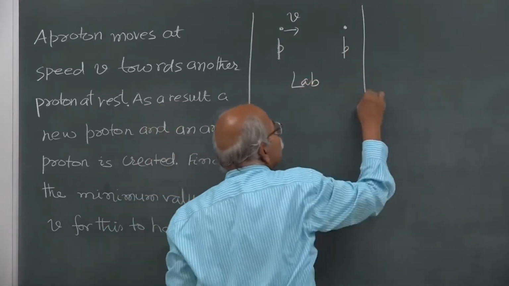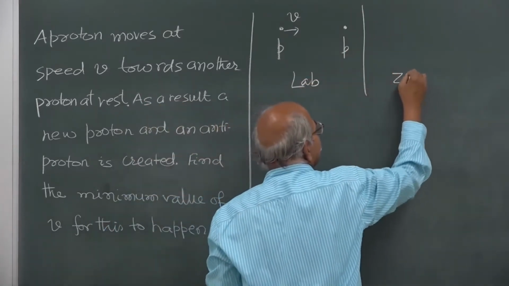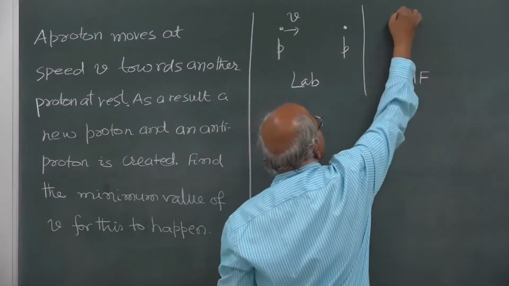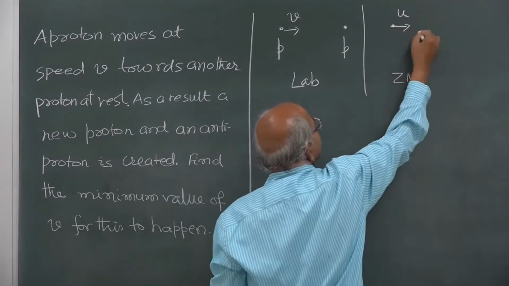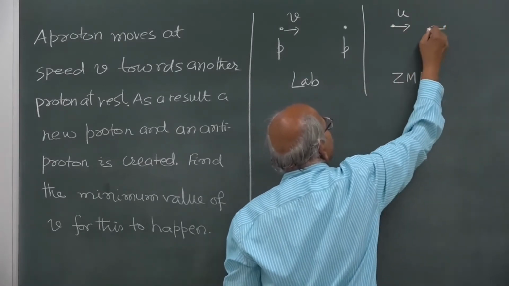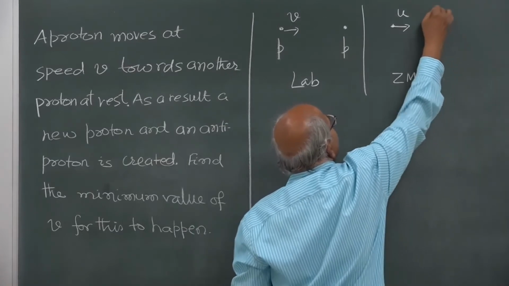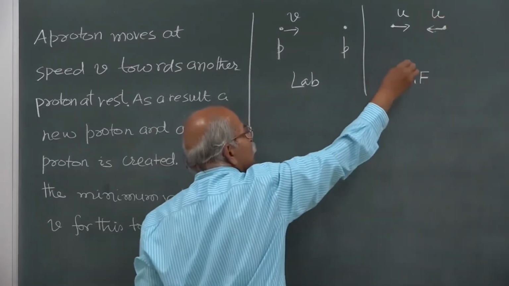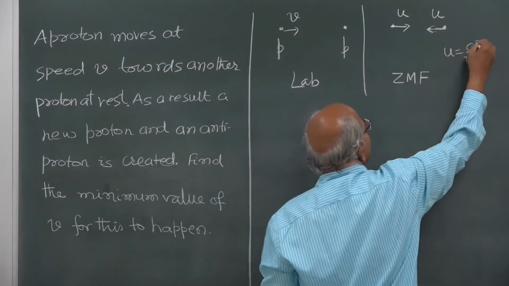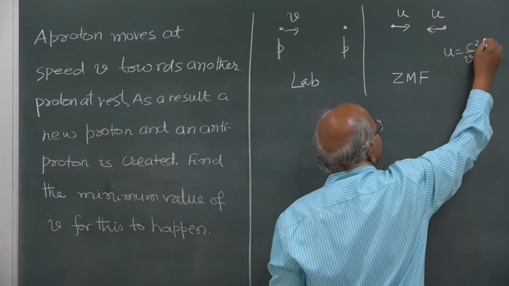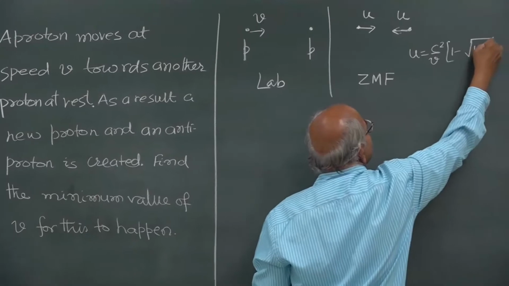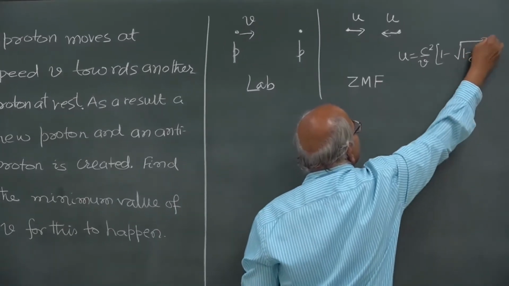So, if we can go to the zero momentum frame, in this frame this particle will move with some velocity u, and this particle will move with the same velocity u, both of them are protons. And you know what this u is? We had just done this: u is c square by v, times 1 minus the square root of 1 minus v square by c square.